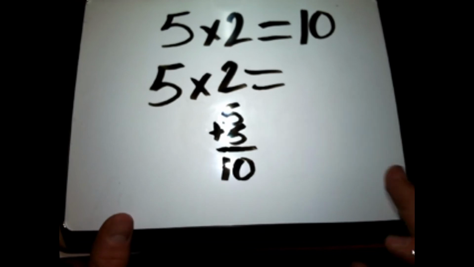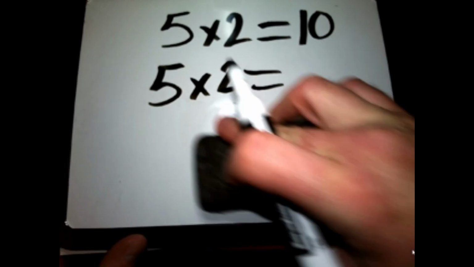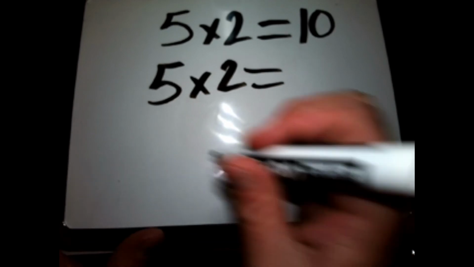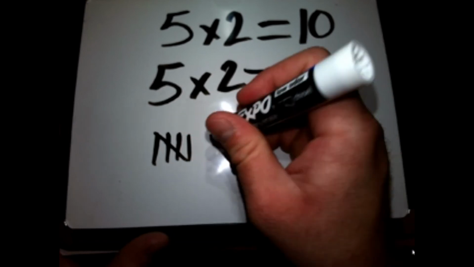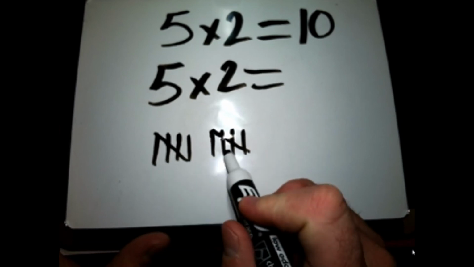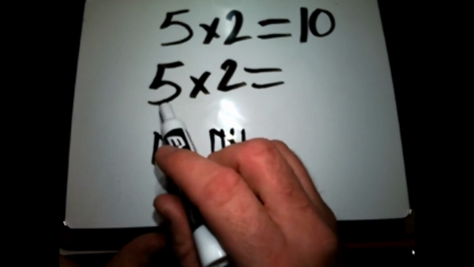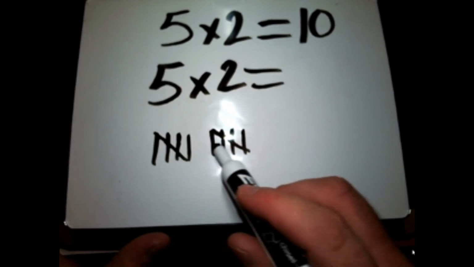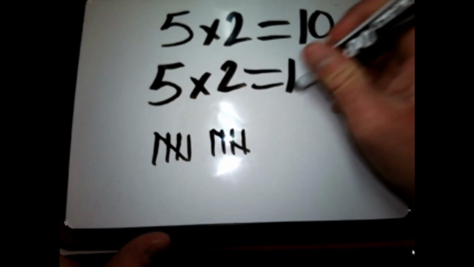Another way to look at it would be like this. 5 times 2 is asking you for 2 groups of 5. So you could make 1, 2, 3, 4, 5, and 1, 2, 3, 4, 5. I have 1 5 here and 1 5 here. All we'd have to do is count these together to get the answer. So if I've got 2 groups of 5, I've got 1, 2, 3, 4, 5, 6, 7, 8, 9, 10. So 5 times 2 would equal 10.